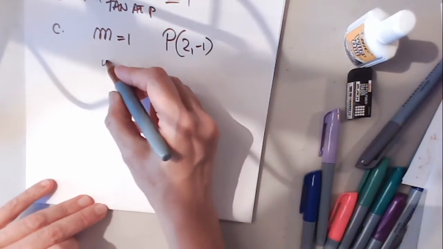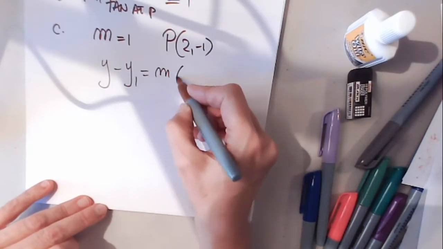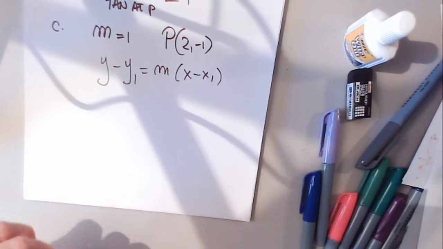No problem. Y minus y1 equals the slope times x minus x1, in which I plug.